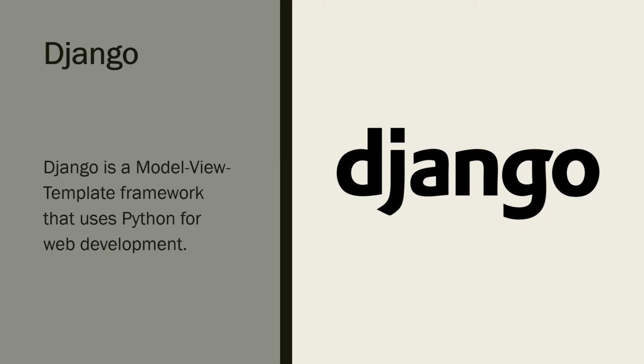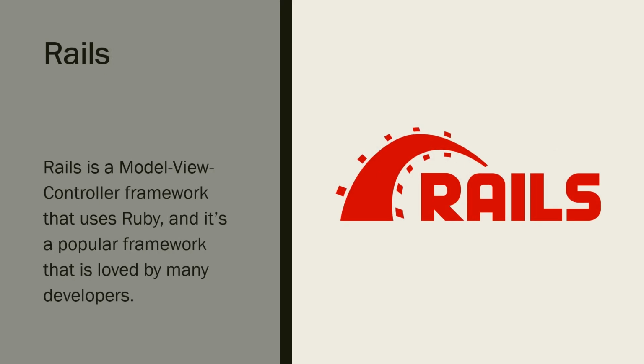The next one is Rails. Rails is a model view controller framework that uses Ruby, and it's a popular framework that is loved by many developers. Airbnb, GitHub, Hulu, and Shopify are primary users of Rails, and Rails is considered a beginner-friendly framework. Its pros and cons are debated, but of course Rails helps beginners get started with web development quite quickly.